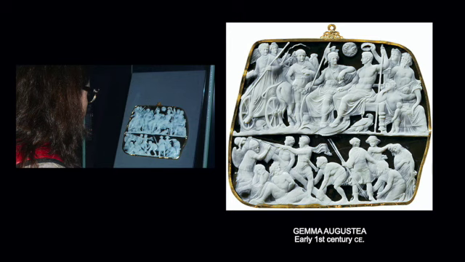So let's finish with the Gemma Augustea. It's a large onyx cameo, which basically means a gemstone carved in low relief. It glorifies Augustus as triumphant over barbarians and as the deified emperor. So we've seen this in other cultures, where the leader becomes a god.